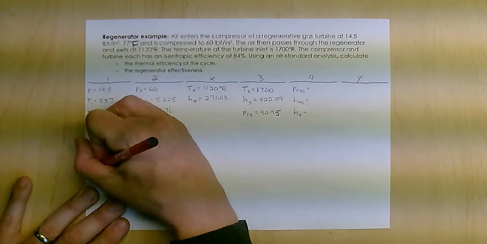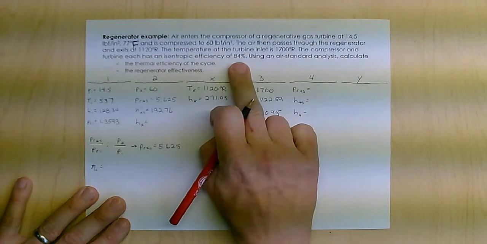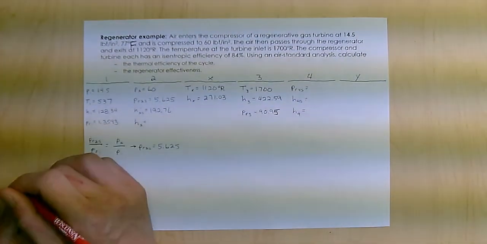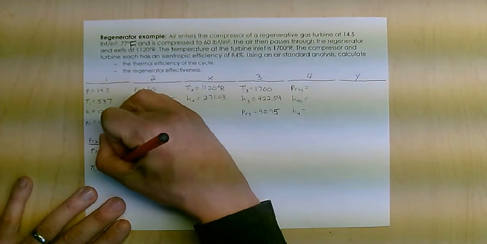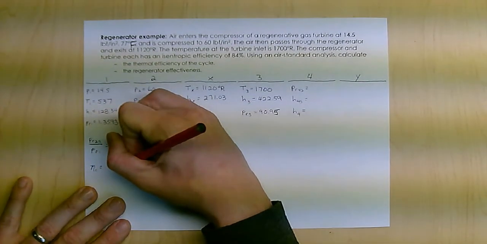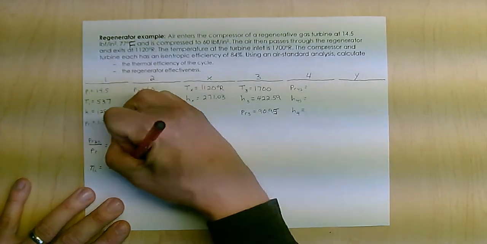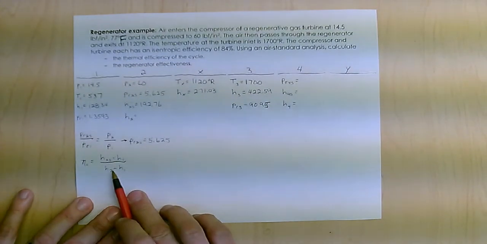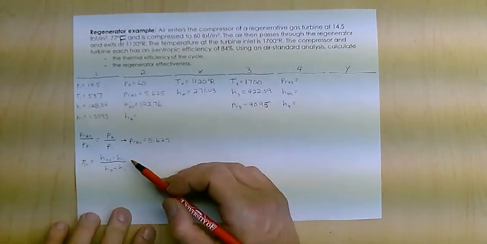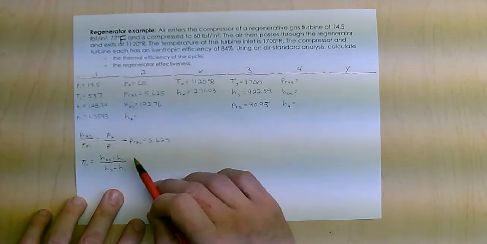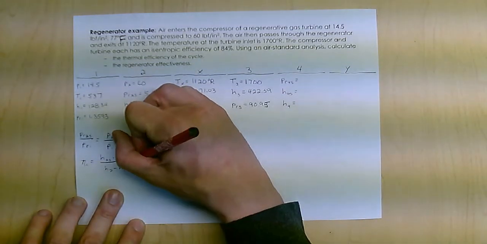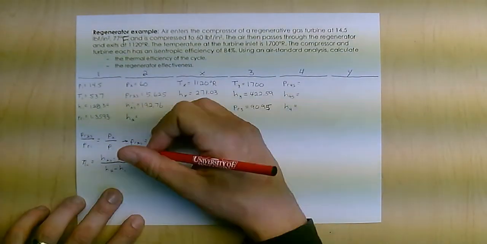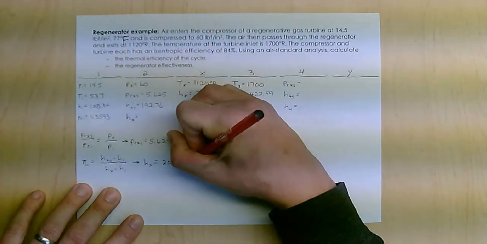So I'm going to use my isentropic compressor efficiency, which is the ideal over the actual, right? Because I'm actually going to have to put in more than ideally I would have to. So I know H2S, I know H1, I know 84%. From this, I can calculate H2, and H2 then becomes 205.03. So that sets state 2.